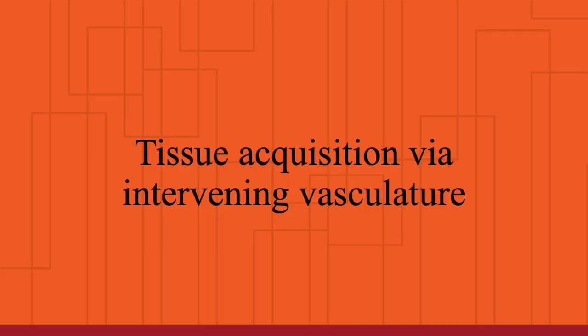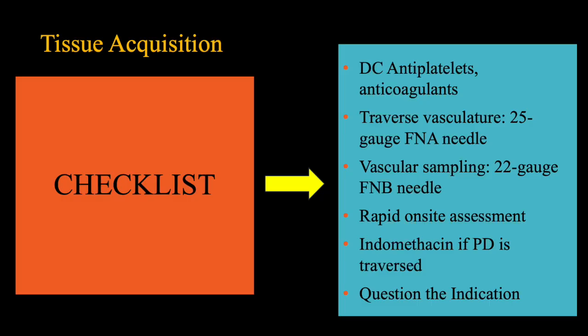In this section, we will outline how to perform tissue acquisition via normal intervening vasculature, a scenario occasionally encountered in clinical practice. When sampling a lesion where the intervening vasculature is normal, it is essential to exclude the use of antiplatelet agents other than aspirin and anticoagulants. An FNA and not FNB needle should be used, preferably 25 gauge in size.